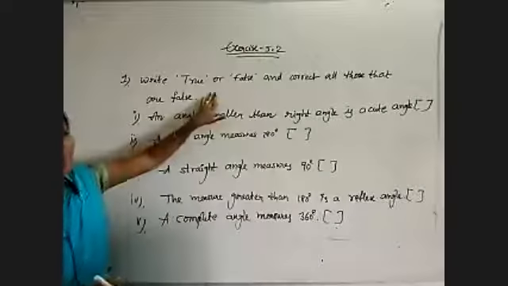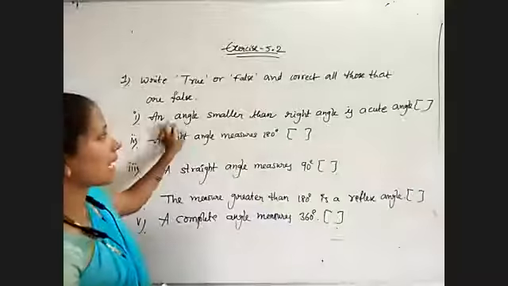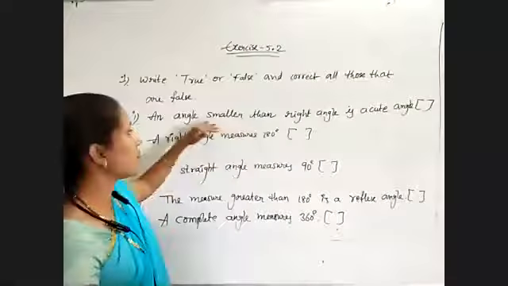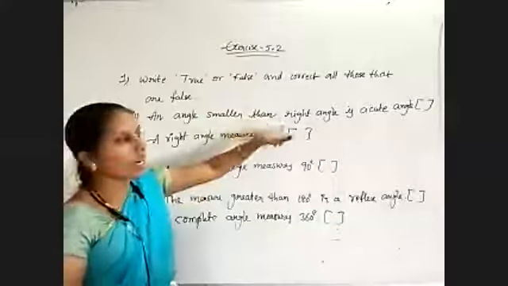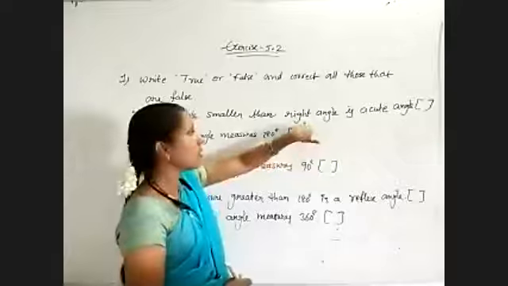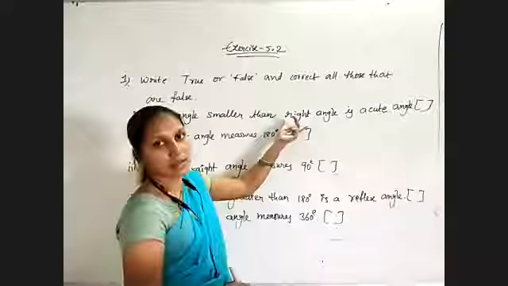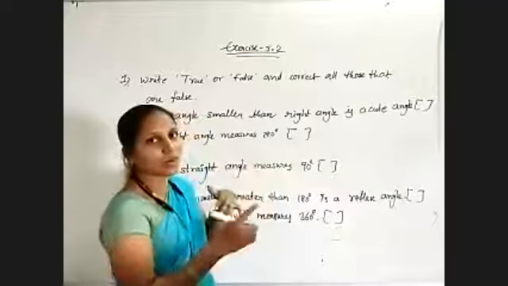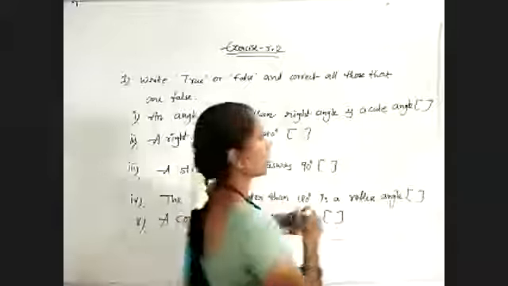Okay, observe the question. Write true or false and correct all those that are false. Observe the first question. An angle smaller than right angle is acute angle. First of all, read the statement carefully. Angle smaller than right angle. What is the measure of right angle? 90 degrees only, no? Smaller than 90 degrees. Which type of angle is it? Acute angle. Angles which are between 0 to 90 are all acute angles. So first statement is correct.